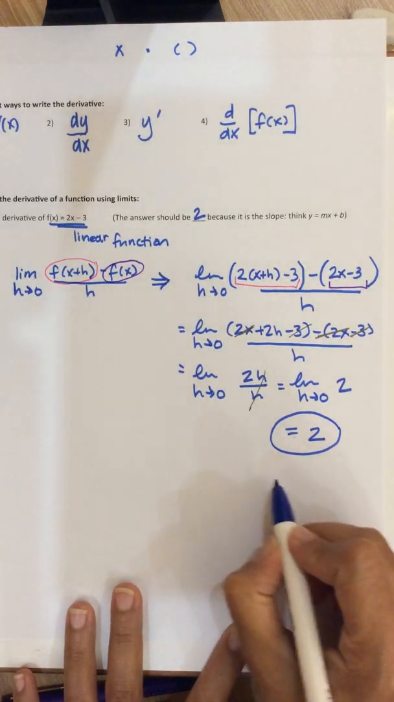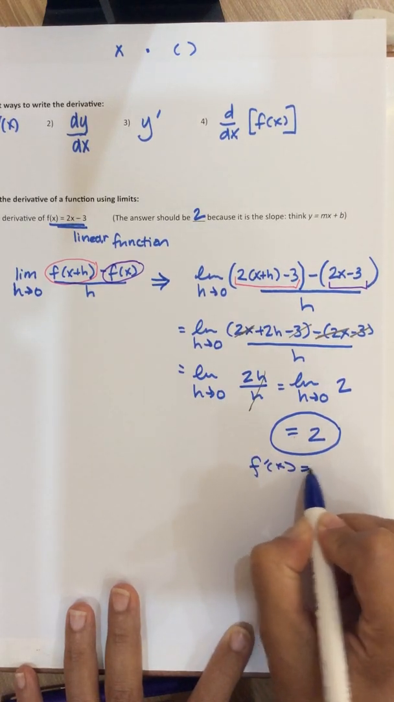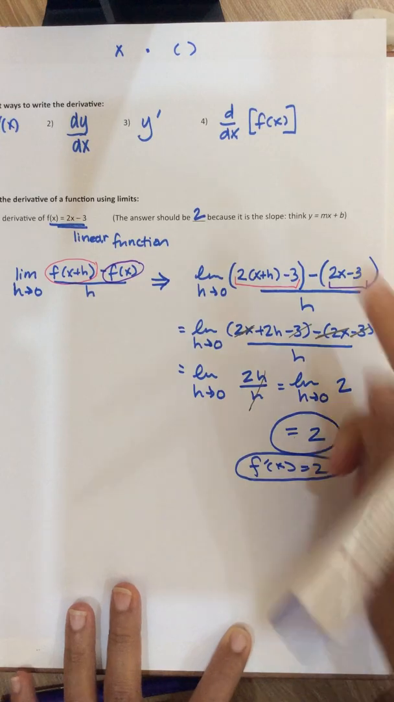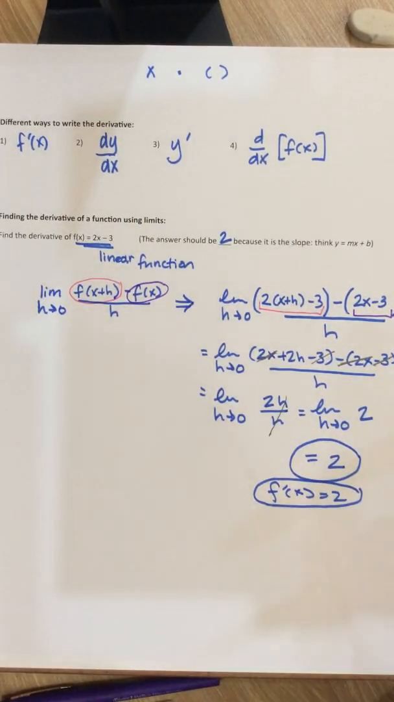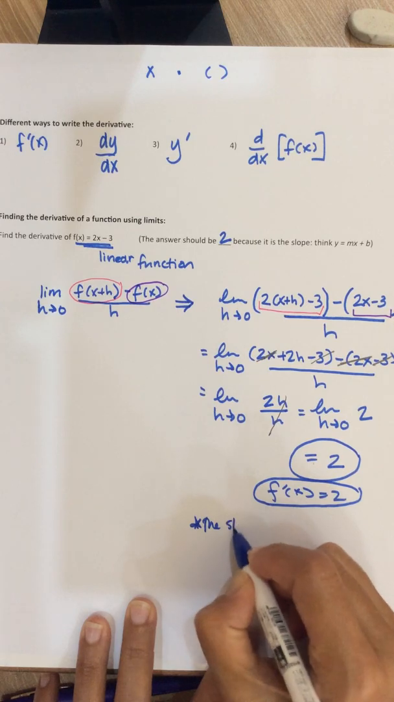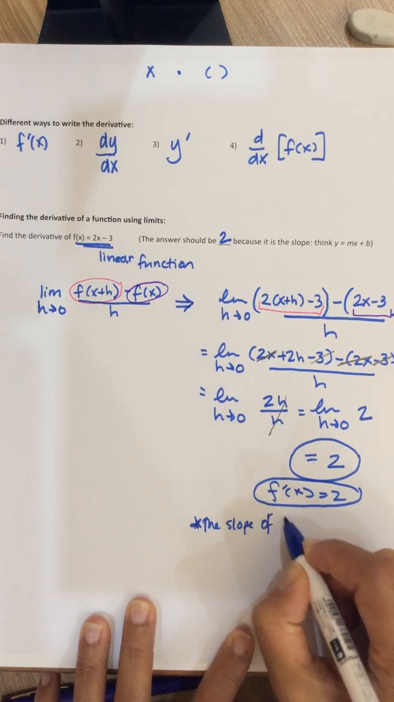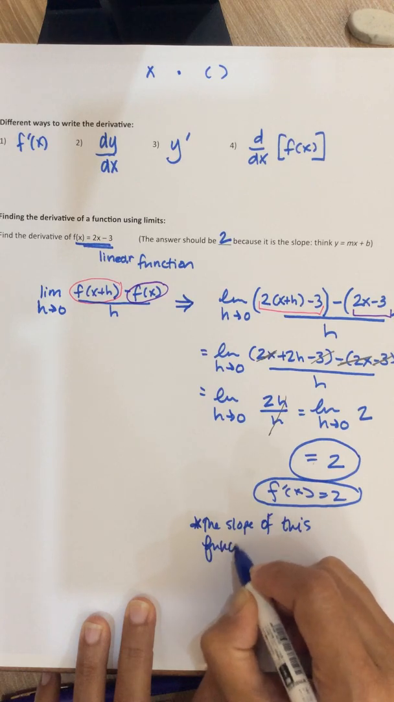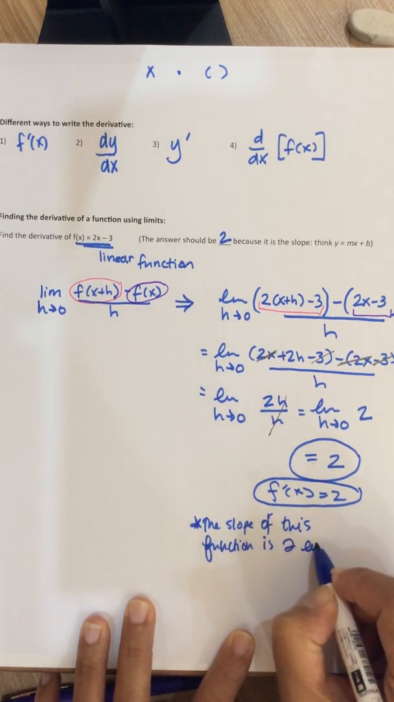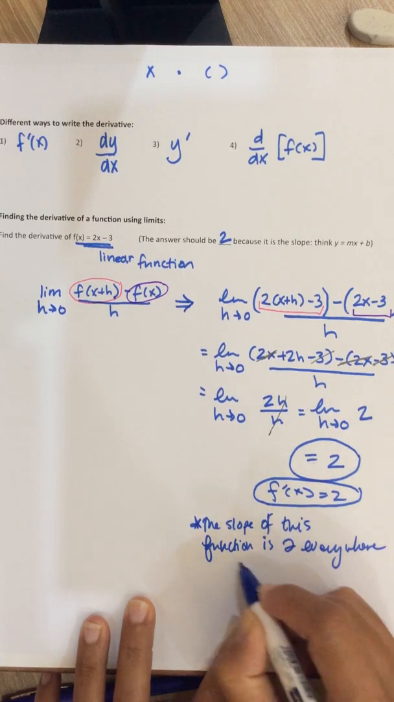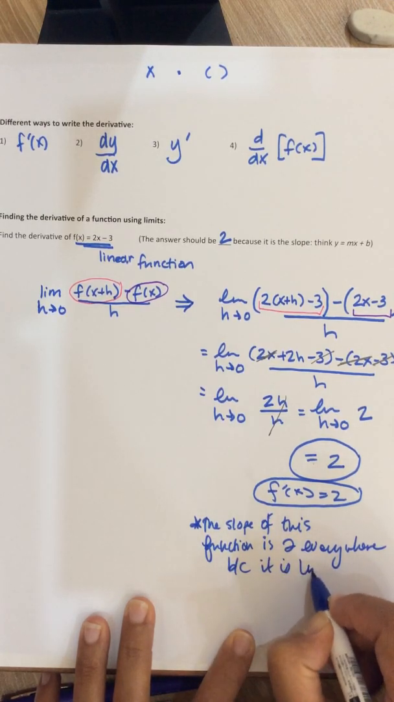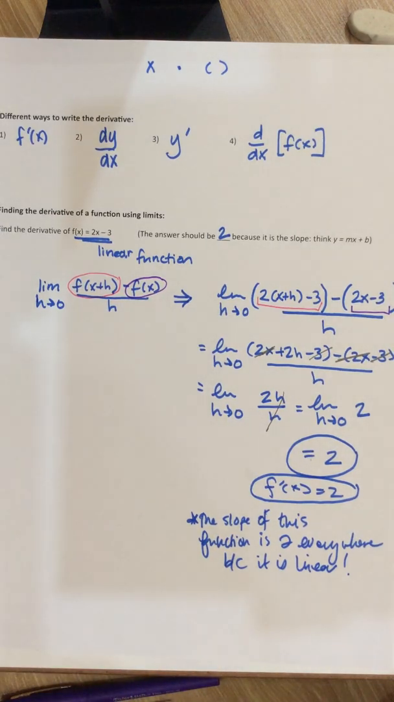So that's our answer, right? So you could write this as f prime of x equals 2. That would be how you use the derivative notation from up here to write your answer. The derivative of f of x is 2. It's 2 everywhere, right? Because it's a linear equation. And then we can write that the slope of this function is 2 everywhere, because it is linear, at any point. So there's how that definition helps us find the slope.